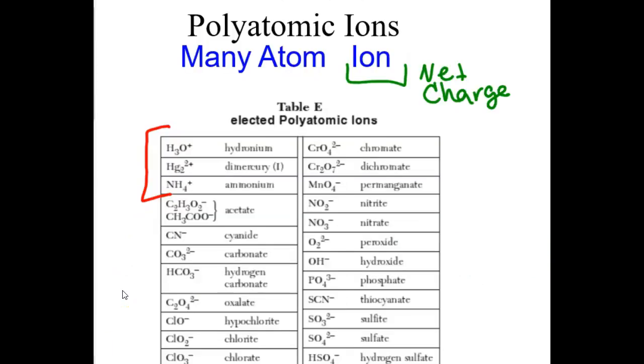All right, and the very last thing that we talked about was this idea of a polyatomic ion. Poly means many. So a polyatomic ion is an ion that is made out of more than one atom.